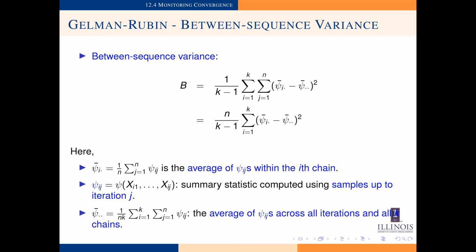And psi dot dot bar is the overall average. This is the average of the psi ij's across all iterations as well as all chains. So that's a pooled average. You can see the B, the between sequence variance, thus captures the square deviation between the mean of each of the separate chains with the overall mean across different chains. If B is large, it means that there is a lot of variation in the means across different chains.